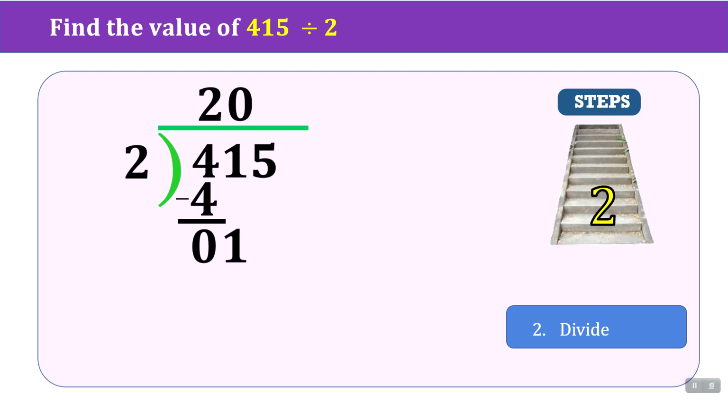2 times 0 is 0. And if we subtracted, we would get 1 again. So we would just now bring down the next digit of 5. And say 2 into 15 goes 7 times. 7 times 2 is 14. When we subtract, we get 1. And in a regular division problem, we would be done. Our answer would be 207, remainder 1.